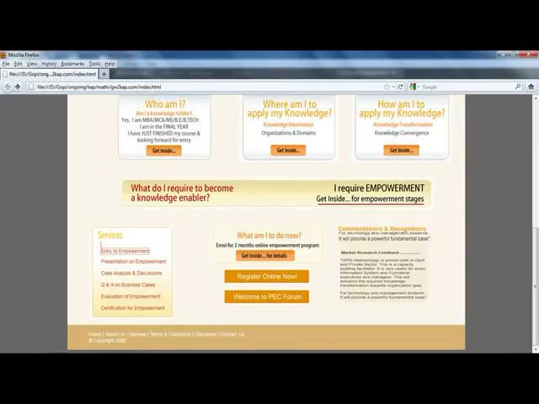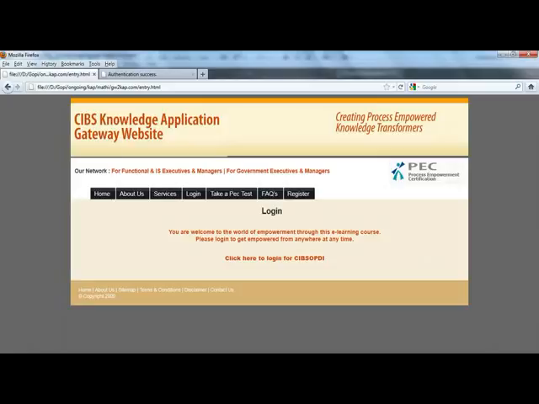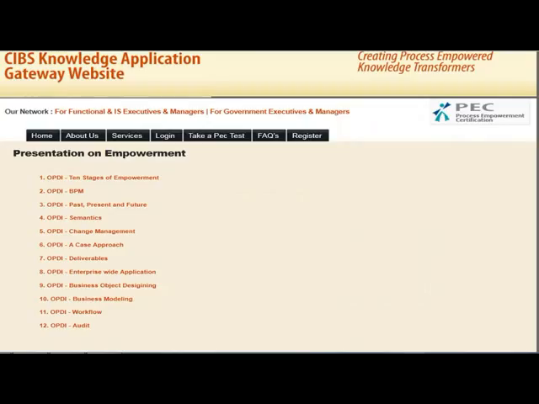Let us get into other details of different headings. The entry to empowerment, wherein the login has already been seen. Presentation empowerment consists of various details. OPDI, 10 stages of empowerment. OPDI under BPM. OPDI past, present and future. The semantics heading. Change management heading. Case approach. Deliverables. Enterprise-wide applications. Business object designing. Business modeling. Workflow. Audit. Each topic is exclusively dealt with in a separate manner.